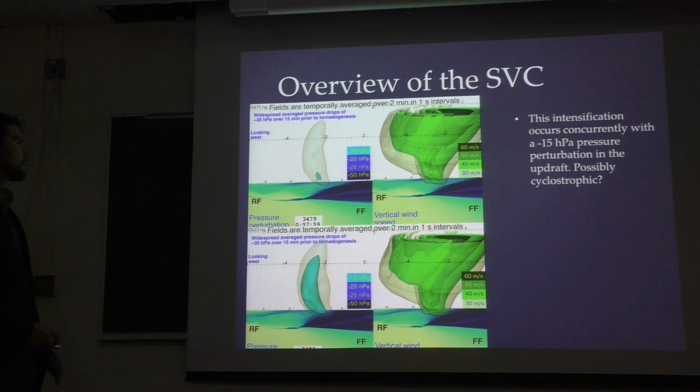At the same time, we also have this negative pressure perturbation that shows up, and this is obviously associated with the updraft, but you do have this interesting bend out this way towards the forward flank, which seems like it may be associated with the SVC. We don't really know for sure yet. We need to do more analysis on whether or not it actually rotates fast enough to create cyclostrophic pressure deficits.